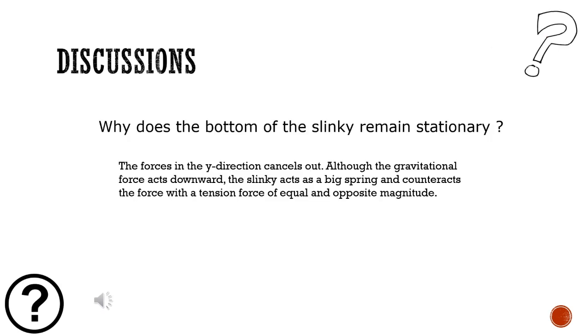So a few discussion questions to look at. Why does the bottom of the slinky remain stationary? It's because the forces in the y direction cancel out. Although the gravitational force acts downward, the slinky acts as a big spring and counteracts the force with a tension force of equal and opposite magnitude.